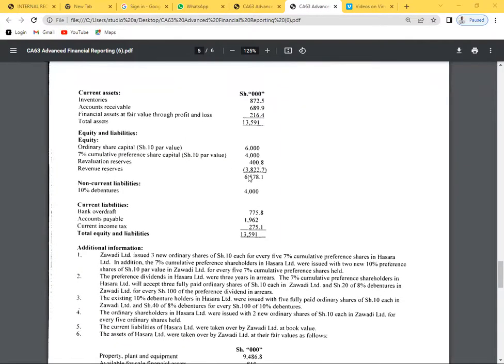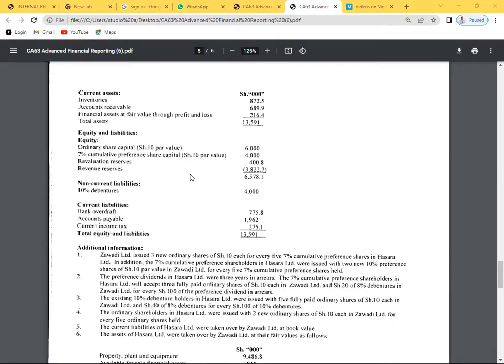They are negative reserves. They're also called accumulated losses, remember. 38, 22.7, 38, 22.7.